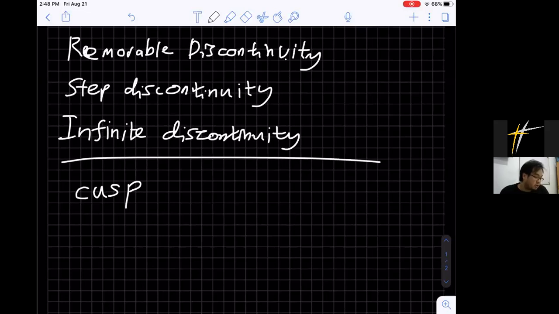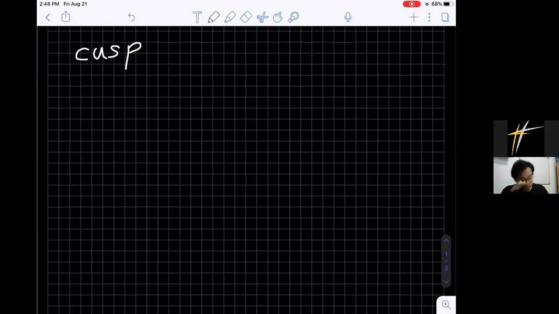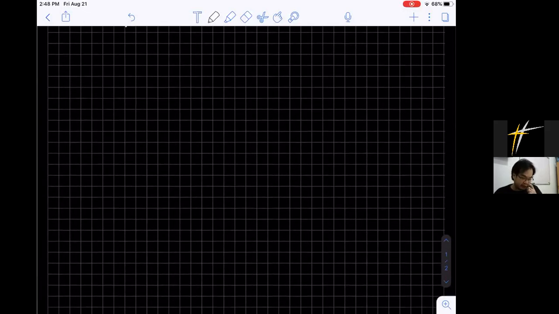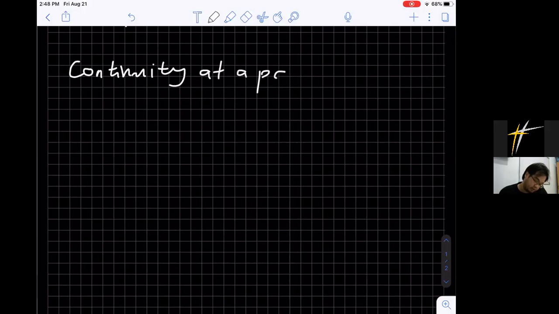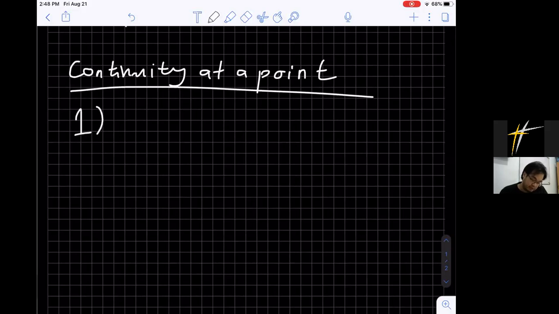So what's the definition of continuity anyway? There are three conditions that need to be fulfilled for you to say that a function at a certain point is continuous. This is continuity at a point, in the gray box in your book, page 47. There are three conditions that need to be satisfied. The first one: f of c exists.